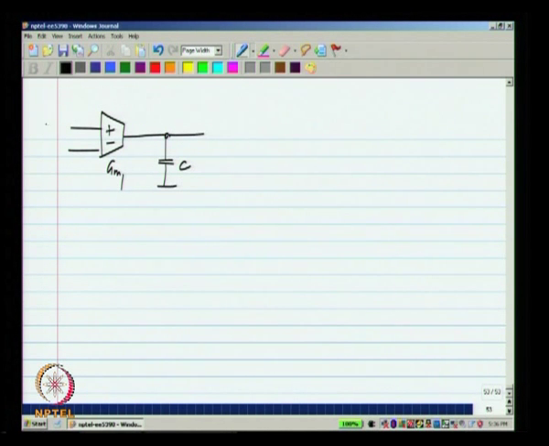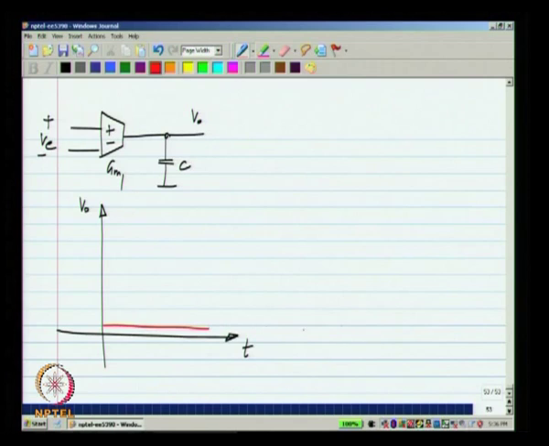I will simply use GM1 and C and VE, and I look at VO versus T. And I assume that VE is a step of various size. So, maybe I will apply a small step, the output voltage will ramp up. I will apply a larger step to the input, the output voltage will ramp up faster. But what happens is, beyond a certain value of the input step VE, the current here does not increase anymore.